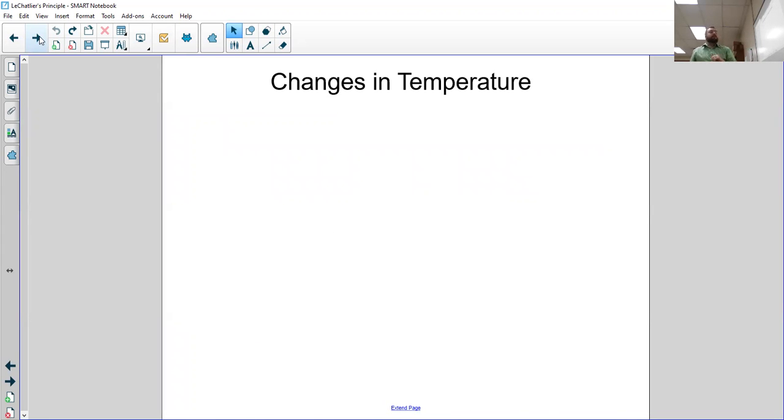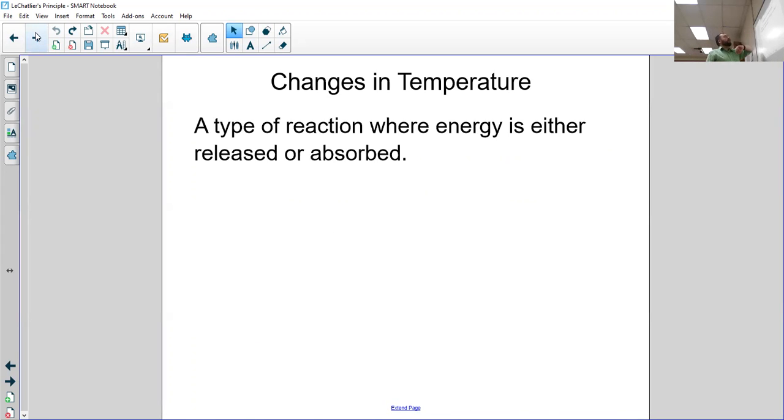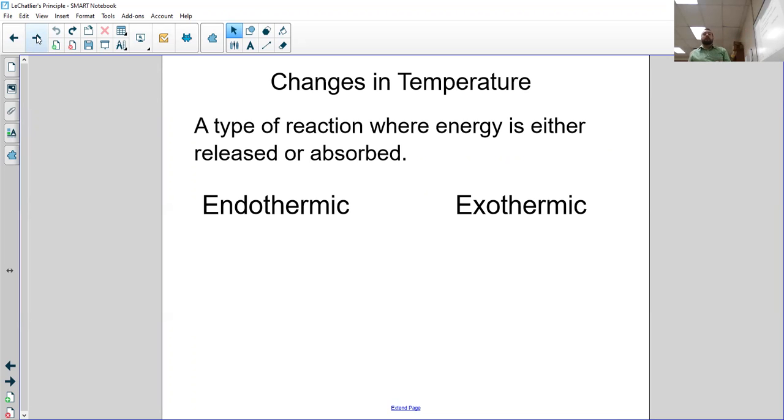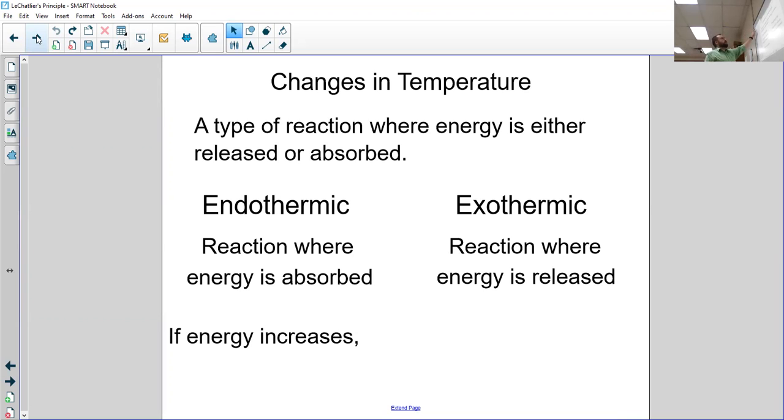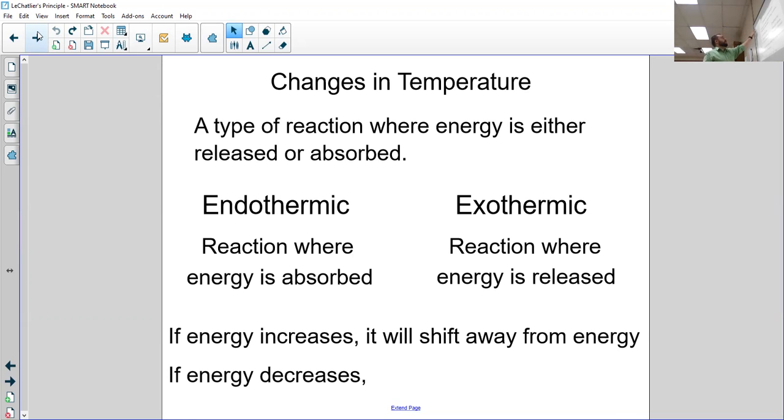So look at changes in temperature, our first stress that we talked about. In a type of reaction where energy is either released or absorbed, we can have either an endothermic reaction or an exothermic reaction. An endothermic reaction is a reaction where energy is absorbed, and an exothermic is the opposite. It's a reaction where energy is released. So if energy is increasing, it will shift the equilibrium point away from the energy. If energy decreases, it will shift toward the energy.